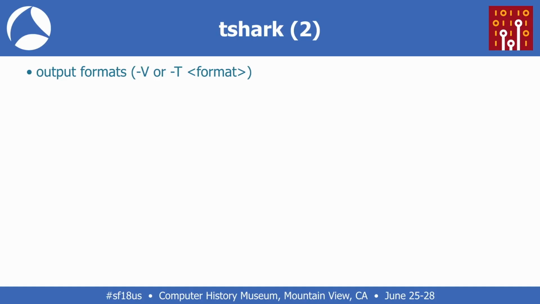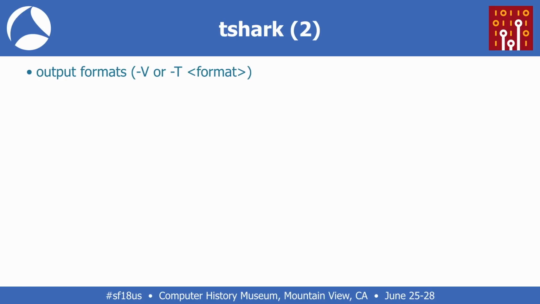Then there's a lot of output formats in tshark. You have the -V, which is verbose, and it gives you the whole dissection tree. So just like Wireshark dissects everything, it will show you all the dissection tree. By default, tshark shows only 1 line per packet, and with this format you see everything that's been dissected. It bloats your output, but you can find anything you need.